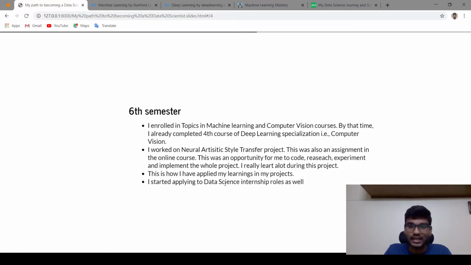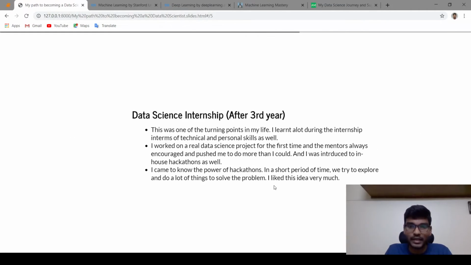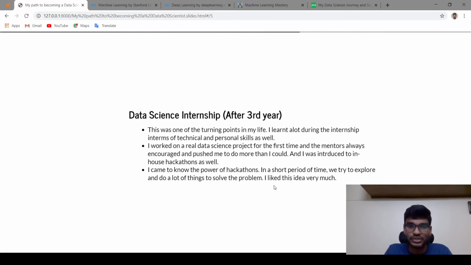During sixth semester, I also started applying to data science internship roles. I applied to a lot of companies and finally I got a data science internship opportunity. I would say this was also one of the turning points in my life. I learned a lot during the internship in terms of both technical and personal skills. I got a chance to work on a real data science project for the first time, and the mentors there always helped me, encouraged me, and pushed me to do more than I could.